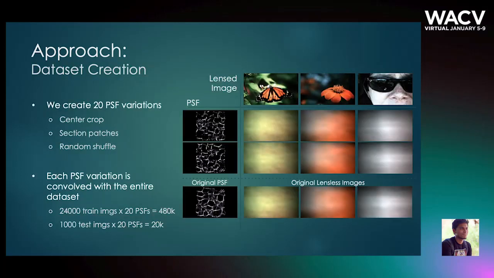To create the synthetic dataset, we generate 20 variations of the original DiffuserCam PSF and convolve the lensed images with each of the PSF variations. The figure shows two examples of PSF variations and their corresponding synthetic lensless images in the center two rows, while the original PSF and lensless images are shown in the last row for comparison.